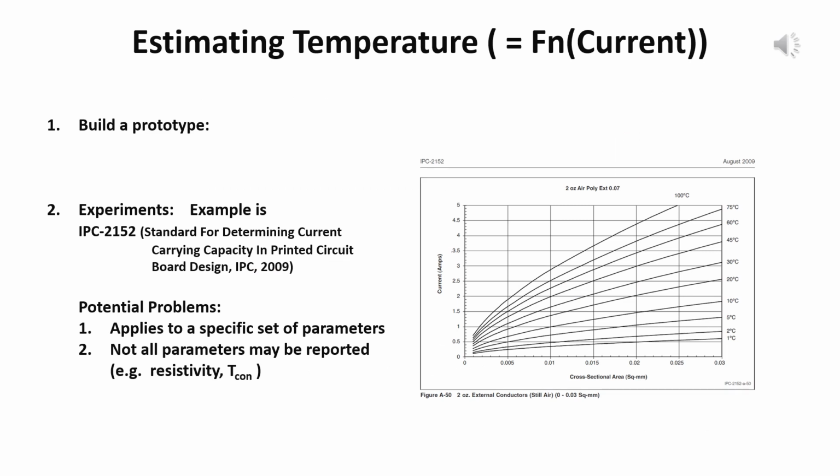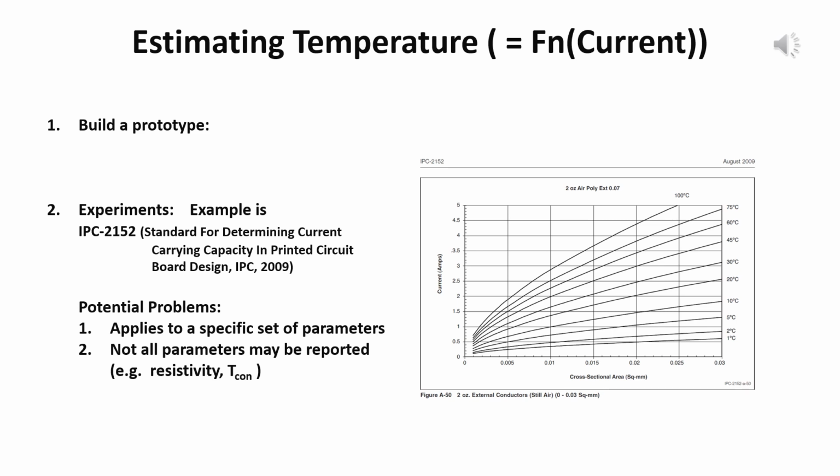If we are concerned about the temperature of a trace, we probably want to estimate what that temperature is going to be. I'm proposing in this presentation that there are 5 ways to do that. The first, build a prototype and measure it. The second way is to look at experimental results and estimate what the temperature is going to be from that.